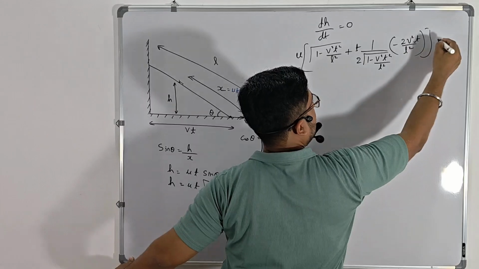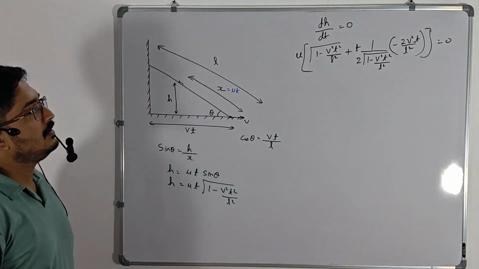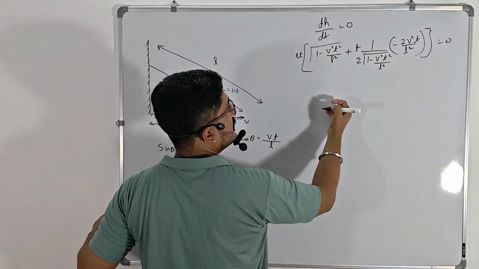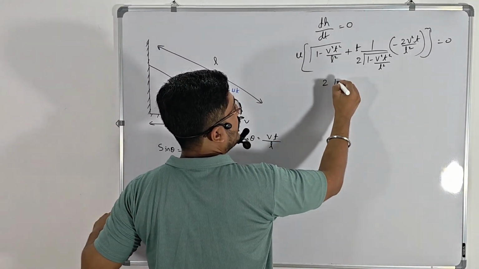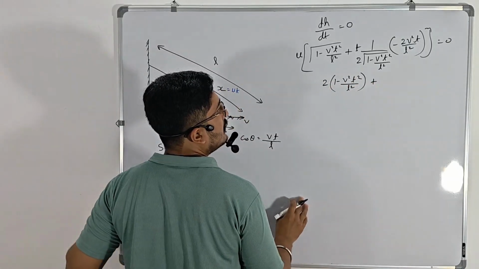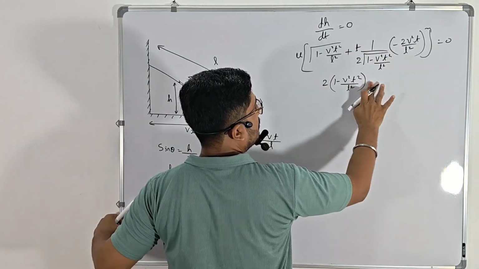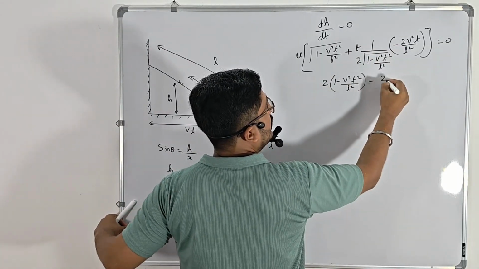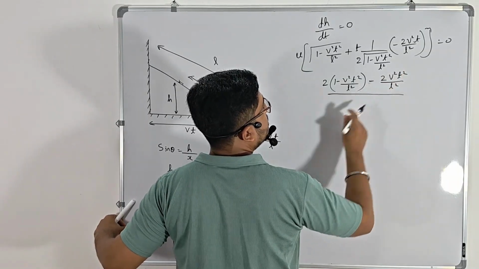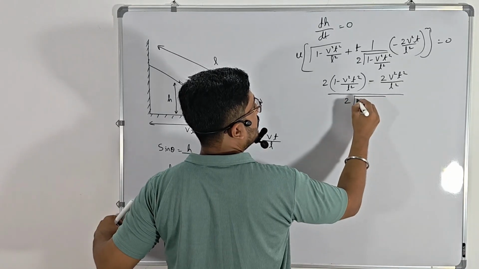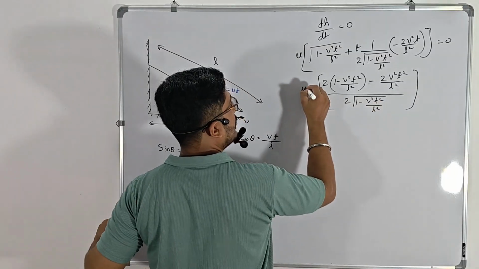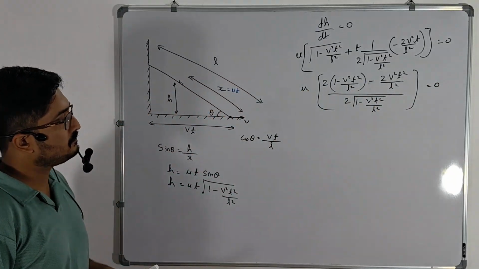This is what I'll be having, and that is equal to 0. Okay. Now last step, I can take maybe LCM here, and I can write it as 2 times of 1 minus v square t square by L square, and this minus and plus will become minus actually. And then it will become 2 times of v square t square by L square divided by 2 times root of 1 minus v square t square by L square. This whole term has to be multiplied by u, and that's equal to 0.